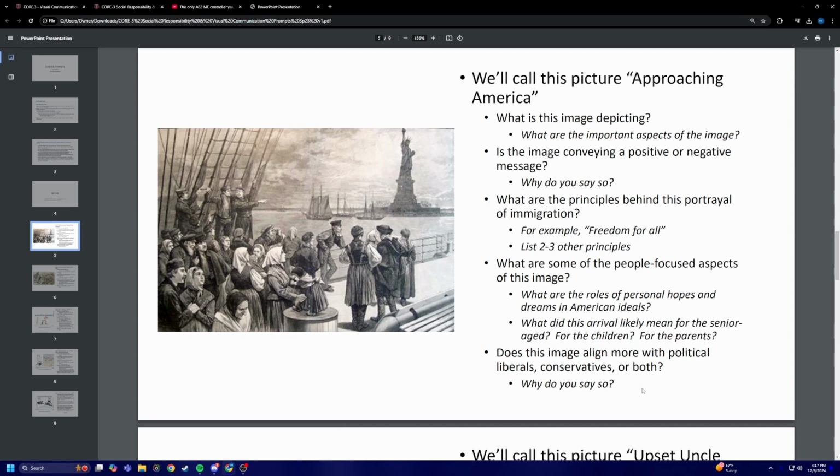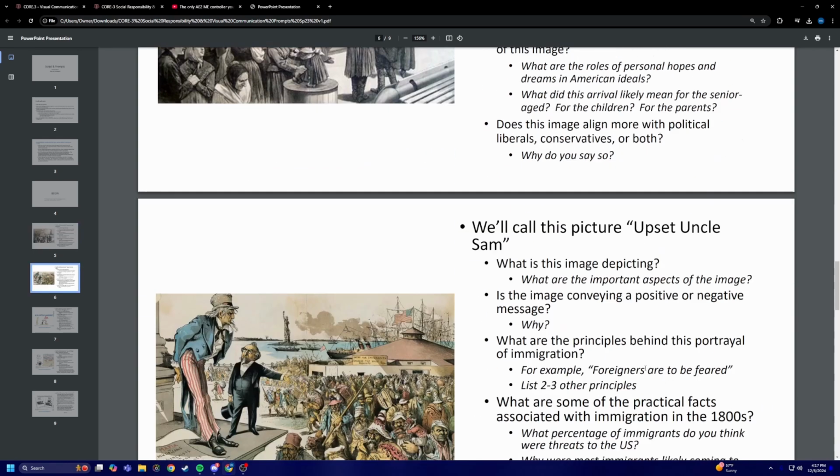Anyway, to answer the question of whether this image aligns more with political liberals or conservatives, I'd say it's probably more politically liberal, given that immigration seems to be a more liberal subject, and promoting it at least. Oh, for sure. All right, moving on to the next image.